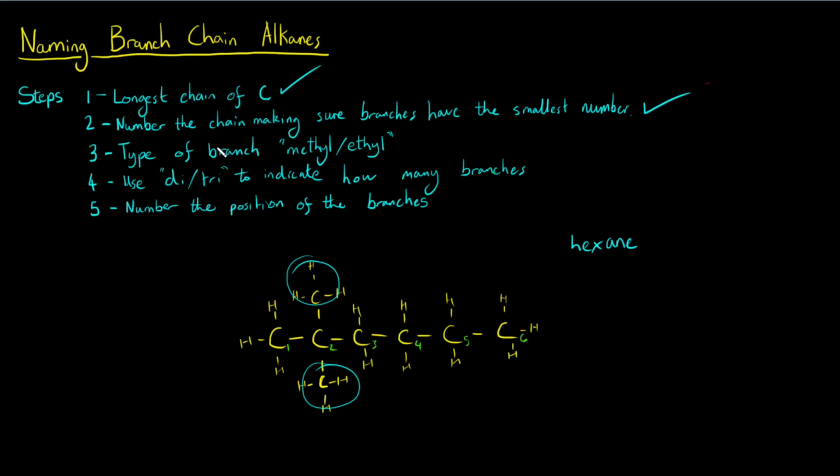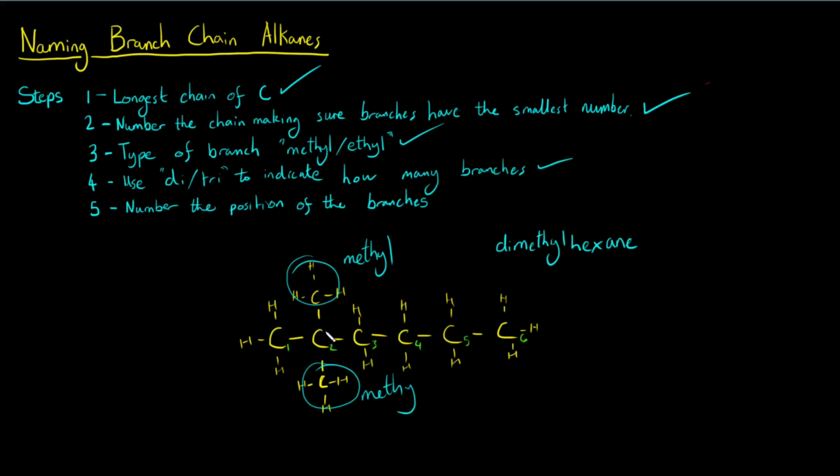Step number 3, what type of branches have we got? Well, as usual, we've got methyl branches. Let's just identify them. They've got 1 carbon in them, CH3. These are methyl branches. Number 4, well, we need to indicate how many methyl branches we have. We've got 2 methyl branches, so we'd use the prefix di. And let's put it in front of our hexane now. We have got dimethyl hexane. And our last step is we number the position of the branches.